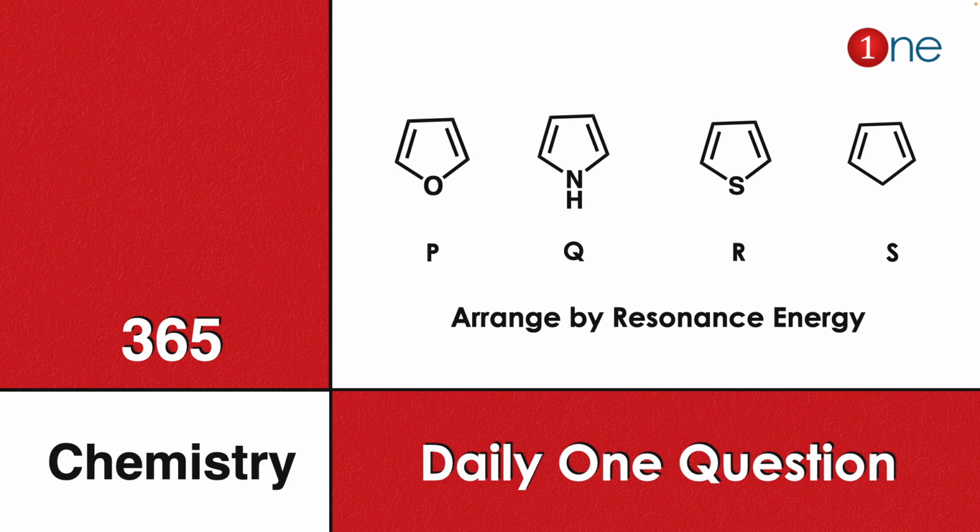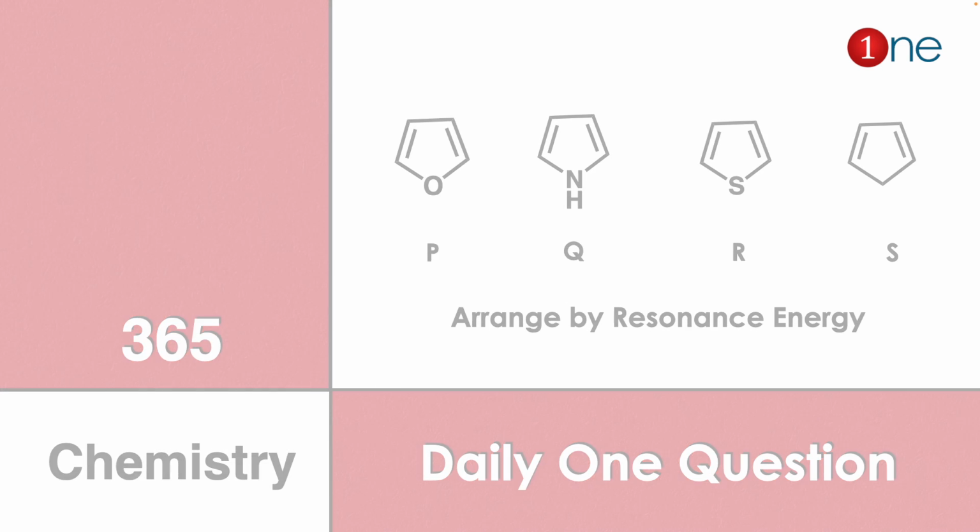Daily one question for you. Here 4 different compounds are given. The compounds are furan, pyrrole, thiophene and cyclopentadiene. You have to arrange all 4 compounds by their resonance energy.